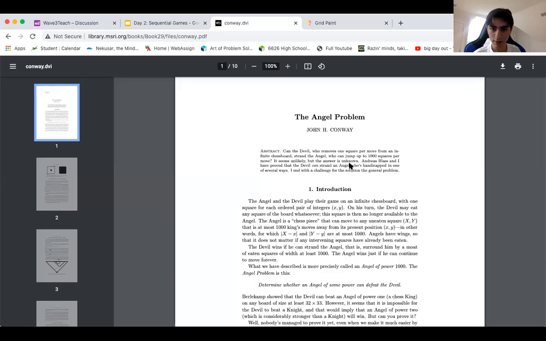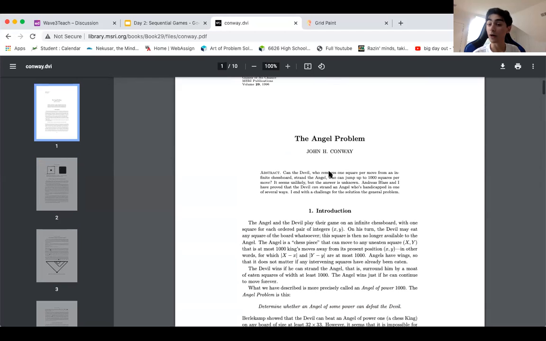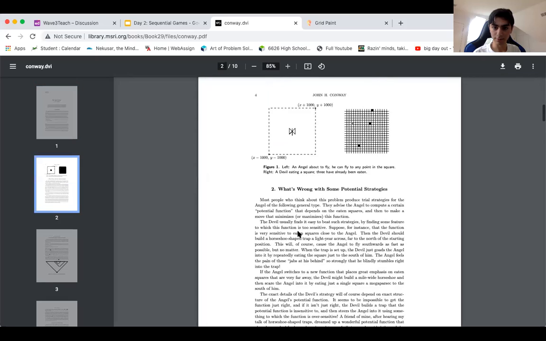So let's quickly read this. This is the paper he wrote, in 1996, on a problem he defined called the angel problem. Let's quickly read his abstract. Can the devil, who removes one square per move from an infinite chessboard, strand the angel, who can jump up to 1,000 squares per move? It seems unlikely, but the answer is unknown. We don't really care about the rest of the abstract. So that's the general point.